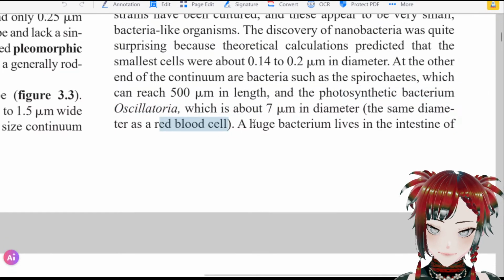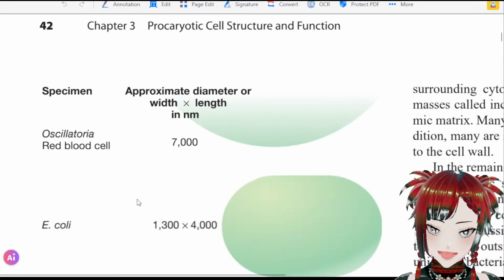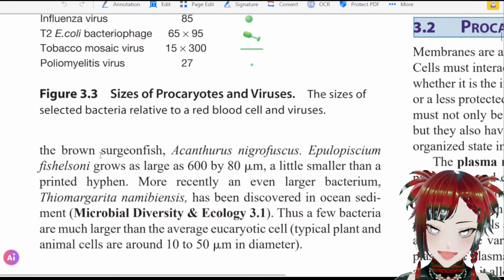But this is not the end. A huge bacterium lives in the intestine of a fish, the brown sturgeon fish, Acanthurus nigrofuscus, Epulopiscium. When will I get used to this name in my mouth? Epulopiscium fishelsoni grows as large as 600 by 80 micrometer, a little smaller than the printed hyphen.